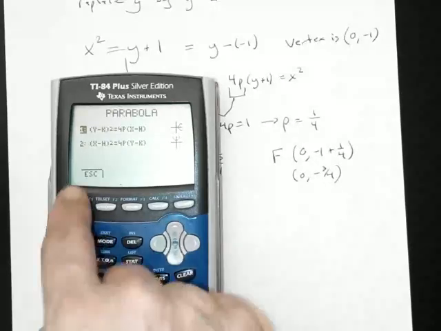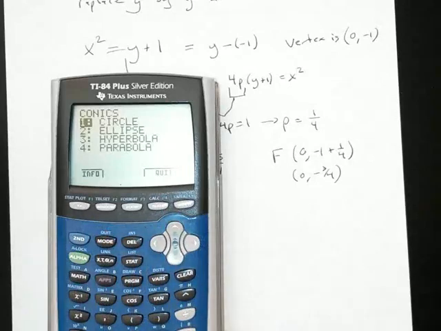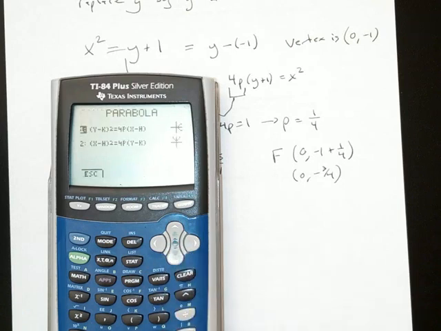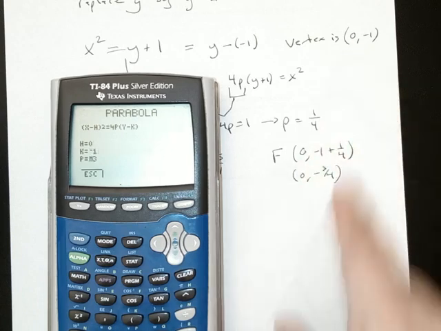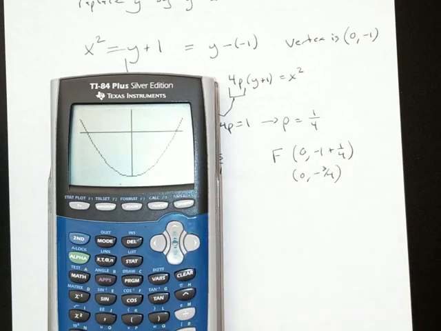Apps. Yes, you must be in regular function mode. Get out of polar. But there you go. And what's more, you can give it the information. If you know h, you know k, you know p, you can actually put it in and it will draw this for you. H was 0, k was -1, and p was 0.25, right? And if I hit the graph button, it draws that for me.